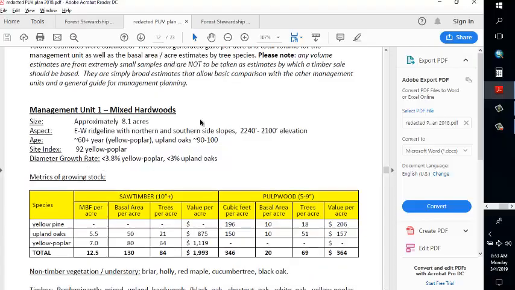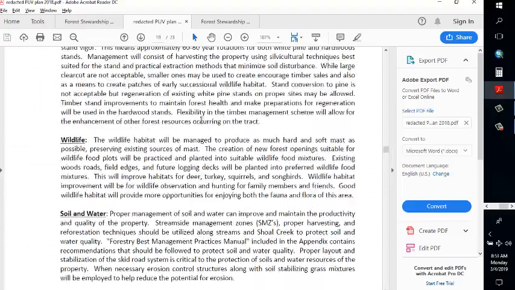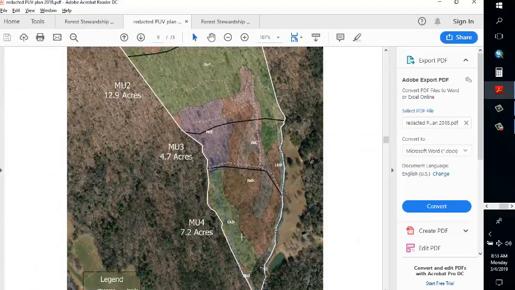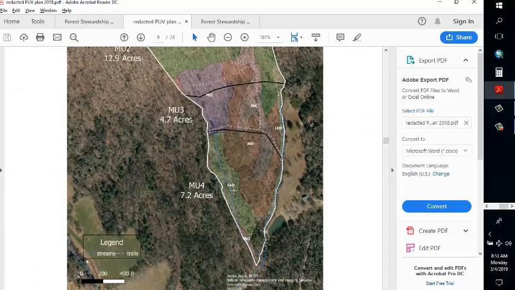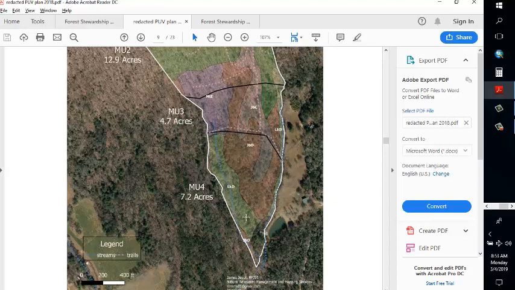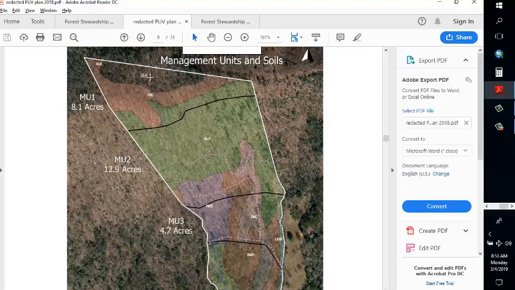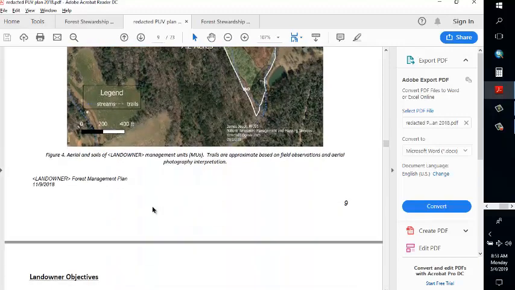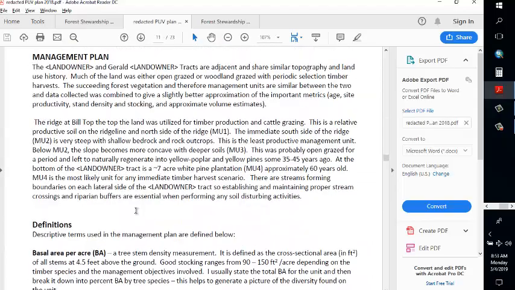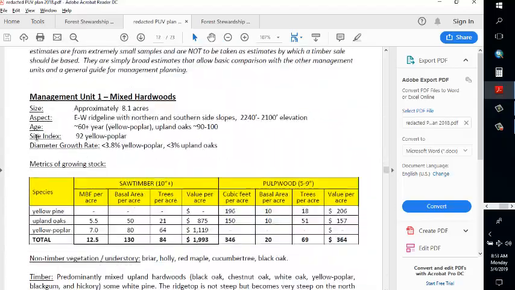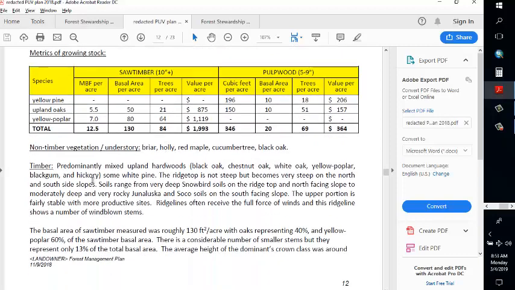All right, and all I do is go to the soil maps right here, and I would just list these 4 soil series that are found in Management Unit 4. I would list these 3 soil series that I saw in Management Unit 1. Okay, so they would just be listed in there, just as a reference. And then the metrics of the growing stock. Again, here's the non-timber.